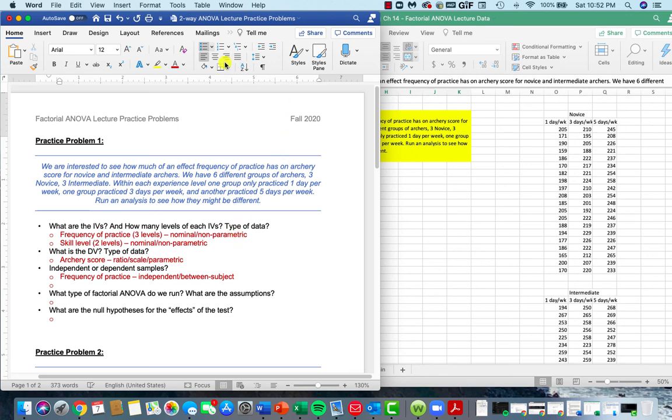And then for our skill level, I think this one is pretty obvious that it's going to also be independent or between subject design, because obviously novices cannot also be intermediate. So if we look at how our samples have been collected, we already know we have a two-way ANOVA, and there are a lot of different combinations that we can use to label these.